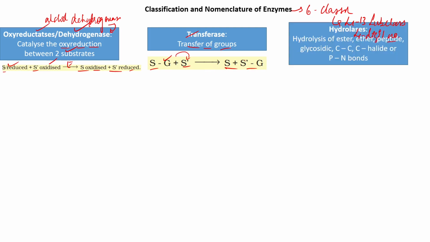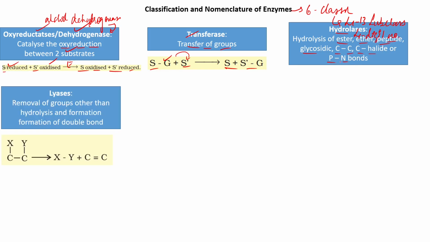The next category is the hydrolases. These are hydrolases of ether, peptide, and glycosidic bonds, carbon-carbon bonds, carbon-halide bonds, and even phosphorus-nitrogen bonds. Generally water is involved in this kind of reaction.